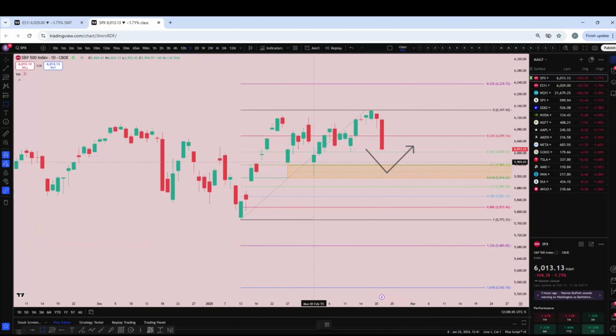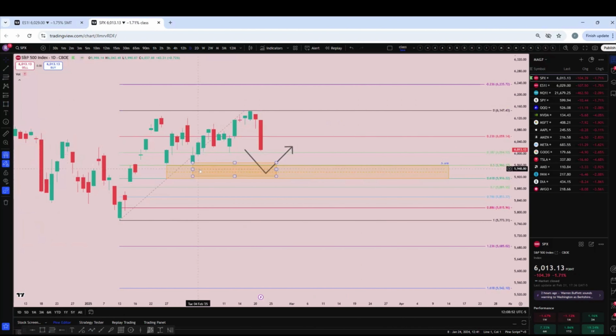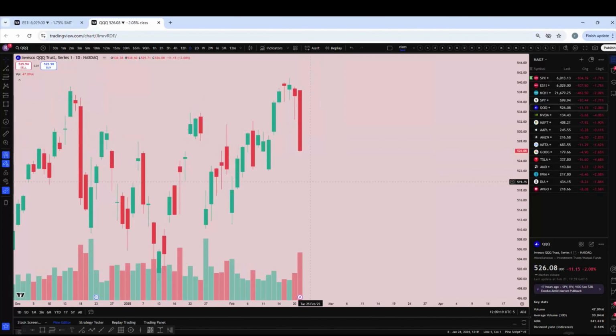But last time we came into this area, I'm going to mark out the 50% of this wick and see if we come into it, because 50% of wicks can be very important. So here's where I'm looking for us to bounce into and then see what we get in Q. Or we'll just look at the Qs if you want to trade options.